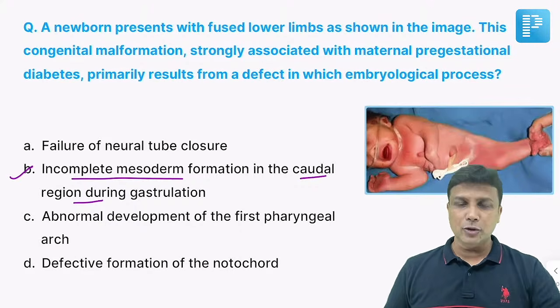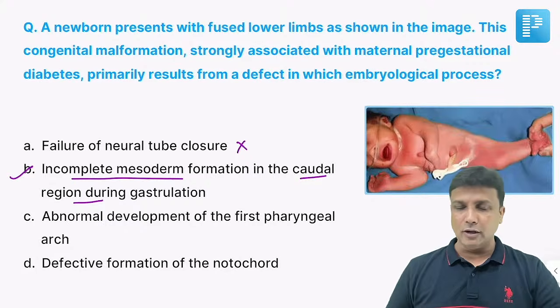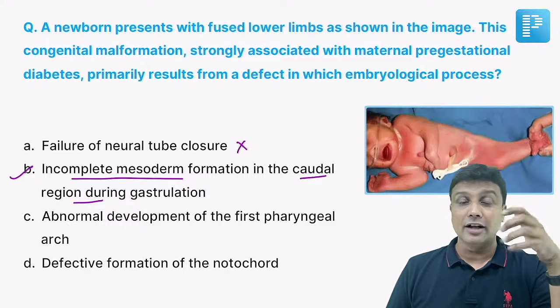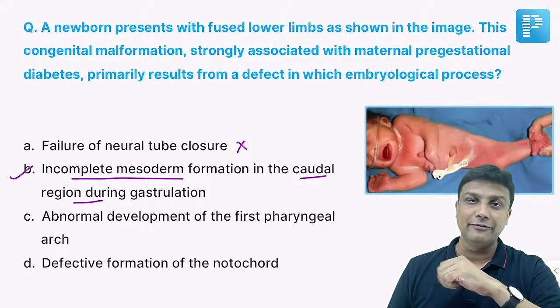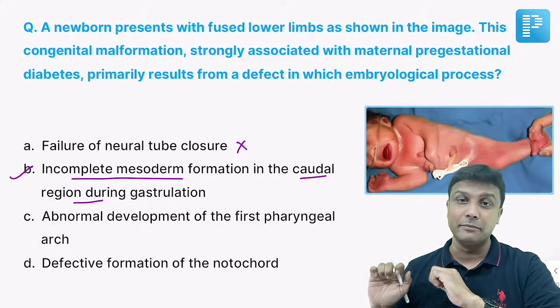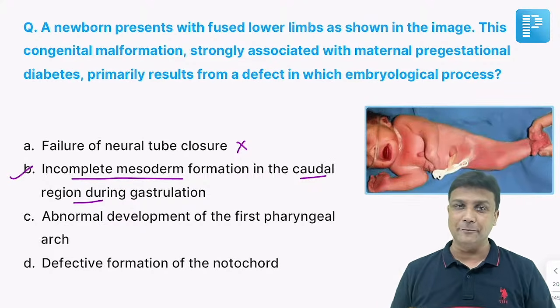Failure of neural tube closure, it cannot be the answer here. Why? Because the failure of neural tube closure at the cranial neuropore will lead to anencephaly. The caudal neuropore will lead to spina bifida, and that rachis and all, that's all totally different. It is not associated with this mermaid syndrome here. That is not the right answer here.